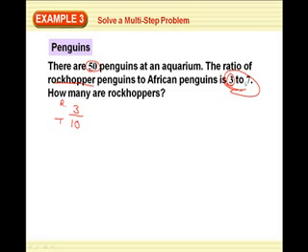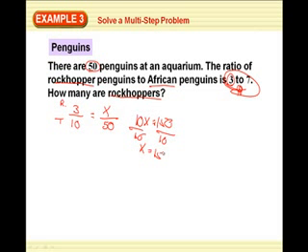The reason why I'm not using 3 to 7 is because it's not asking me how many African are there. I need to know how many rockhoppers are there. So there's 3 out of 10 according to this ratio over here. How many would that be out of 50? So 10x equals 150, divide by 10, x equals 15. So 15 of them are rockhoppers.